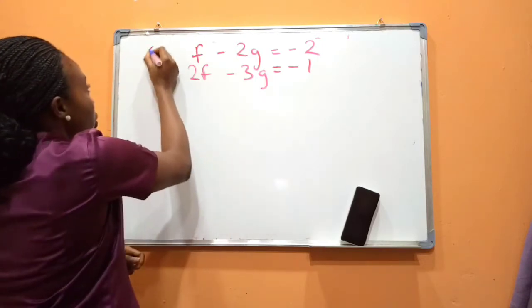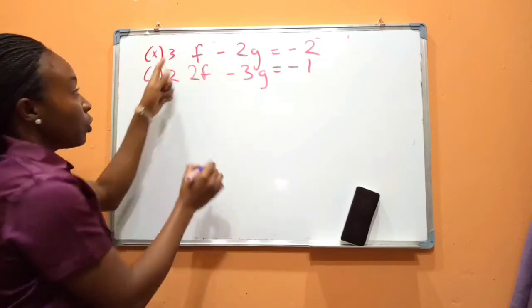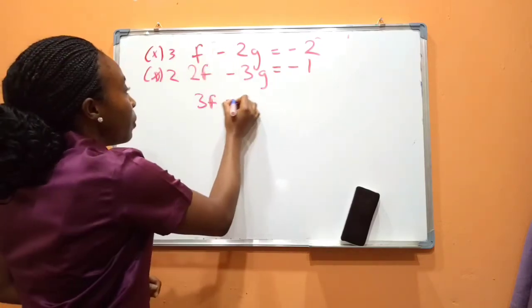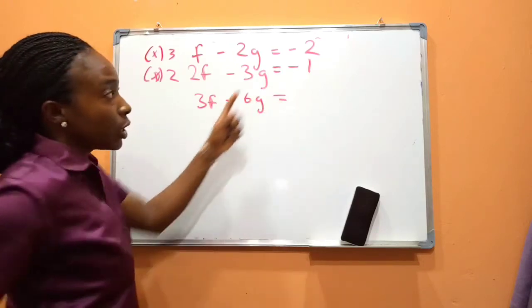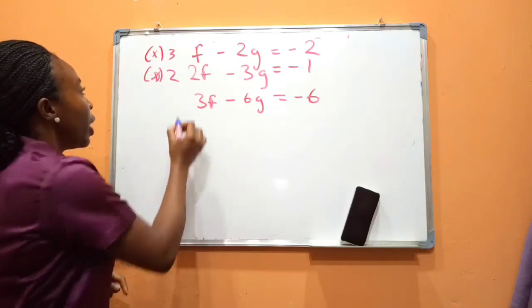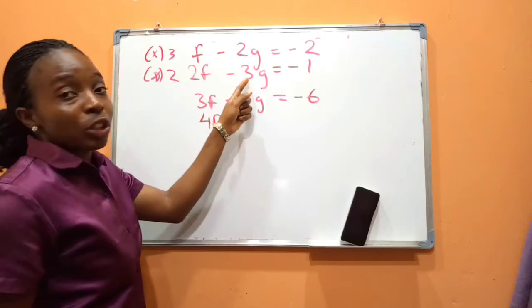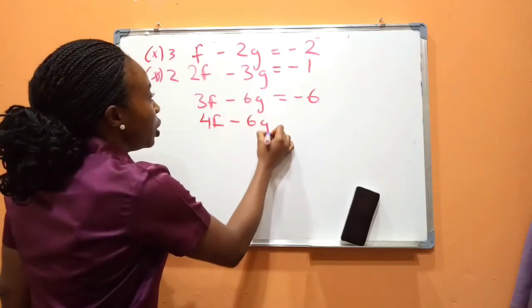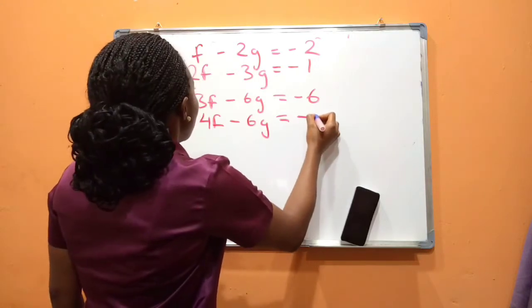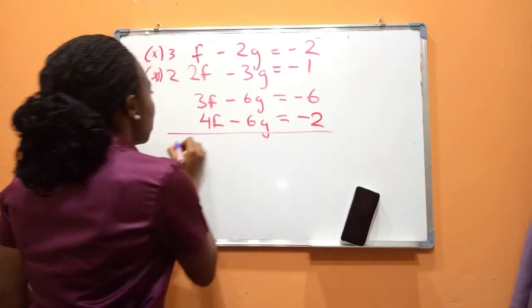In doing that, we are going to multiply here by 3 and multiply here by 2. So 3 times f, we have 3f. 3 times minus 2g, we have minus 6g equals 3 times minus 2 gives us minus 6. Now, looking at the second one, we have 2 times f gives us 4f. 2 times minus 3g gives us minus 6g equals 2 times minus 1 gives us minus 2. So now we have equated it.